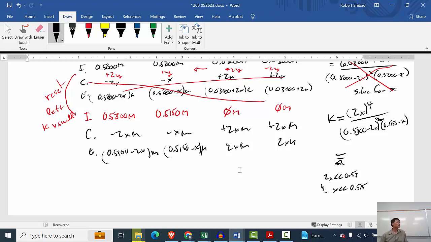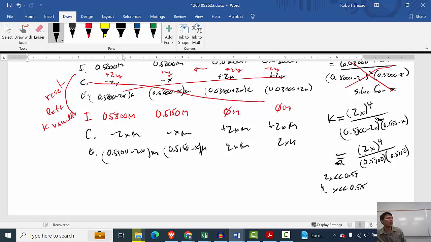Well, if 2x is much smaller than 0.53, that's a bigger change. And so we only really need to justify the first one, but we'll have both of them. And so if that's the case, then we're going to get 2x quantity to the fourth on top. And then the 0.5300 minus 2x is just going to go to 0.5300. We're just going to assume that 2x is such a small change, it's not really going to impact this. And the same thing with x. X is such a small change, it doesn't really impact this here. And so we drop the binomials here.